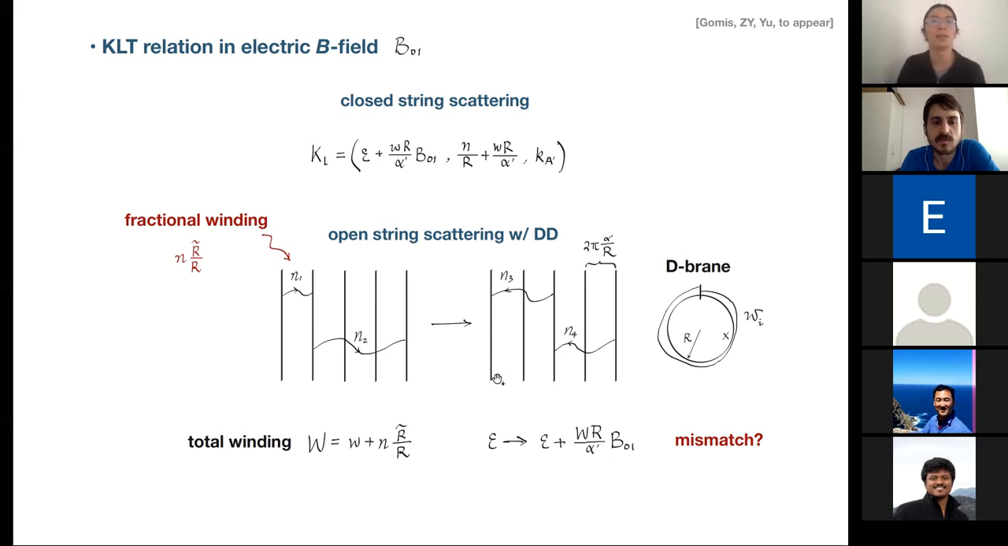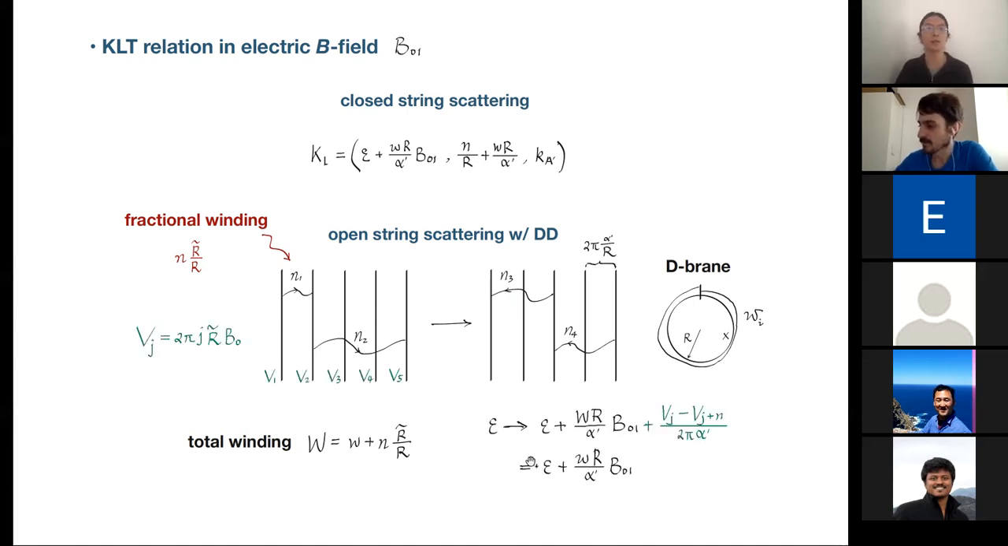But on the open string side, there seems to be a problem again, because in order to accommodate these closed string momentum numbers such that we can match this second entry in the kinematic data, we had to introduce some fractional binding that's just imposed on us. So in the presence of this B field, the energy of the open string will be shifted by a quantity that's proportional to the total winding number, including this fractional binding. As a result, we have an additional term in the energy entry on the open string side. Again, there's a mismatch.